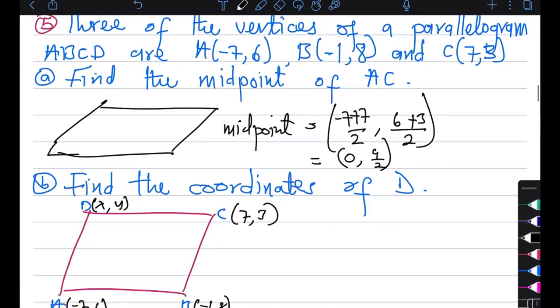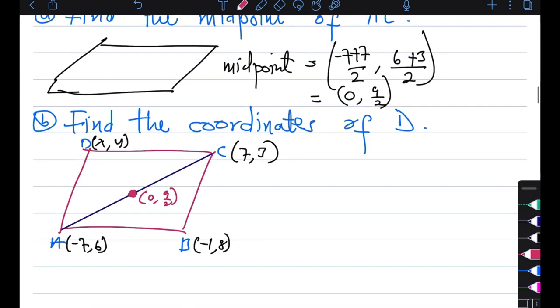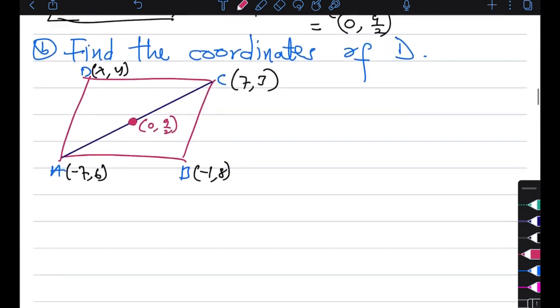Then in part A, they made us find the midpoint. Now, let me tell you one thing. Cambridge will not ask you to find a midpoint if they don't think it's going to be useful. So once you have found a midpoint, note that chances are you will use it in the calculation. That's 9 over 2.